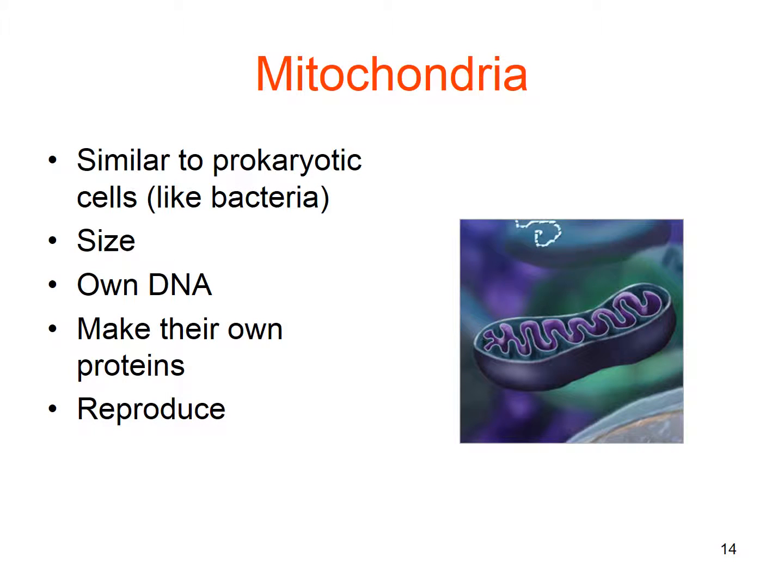These little mitochondria are very similar to those primitive cells called prokaryotic cells, like we have in bacteria. They're about the same size as a prokaryotic cell. They have their own DNA, and they make their own proteins and reproduce by themselves. So they're almost like a separate organism living inside of our cells.